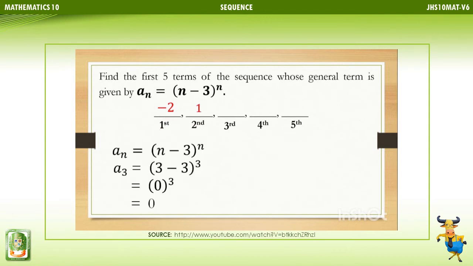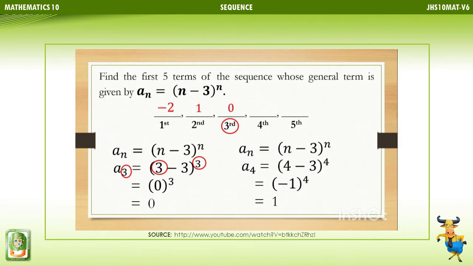Next, for the third term, we are looking for the third term. So, we will substitute 3 sa mga n. So, 3 minus 3, that is 0. And 0 raised to 3 is 0. For our fourth term, we have 4 minus 3, that is 1. And 1 raised to 4 is positive 1.